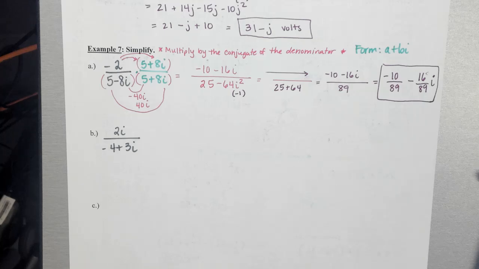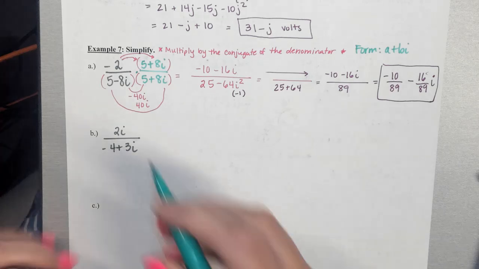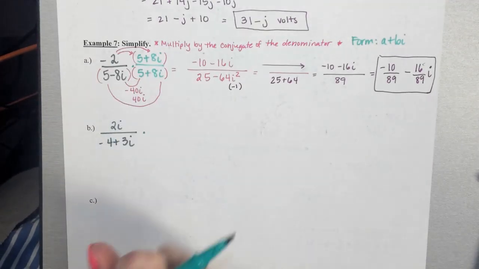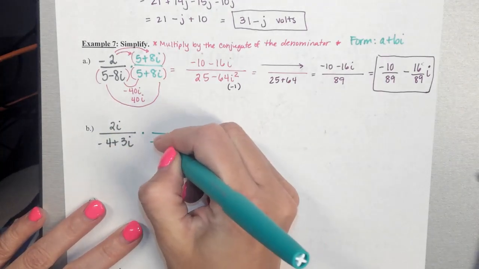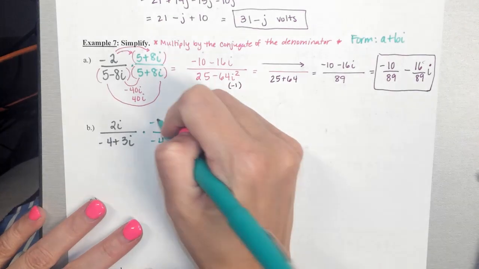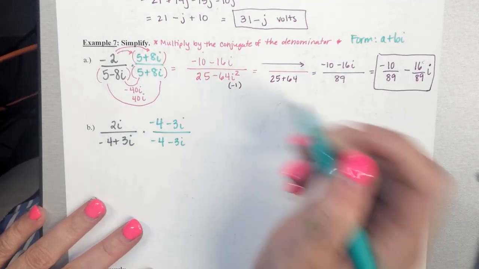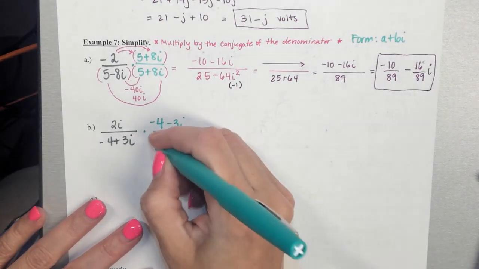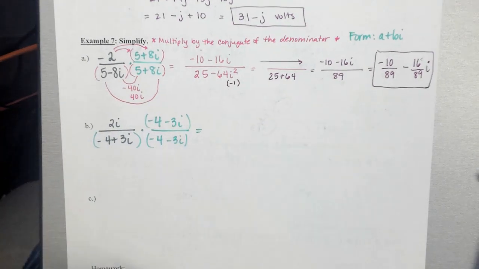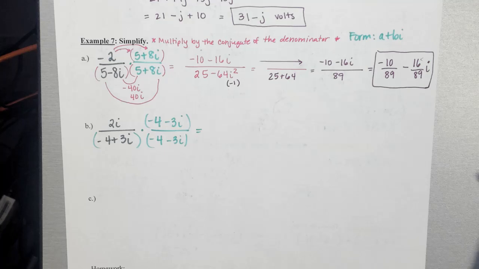So the only sign that changes is going to be the one in the middle. Just like here it was 5 and we multiplied by 5, if this is a negative 4, we're still going to start with a negative 4, but then it will be minus 3i. Then we're going to FOIL, we're going to distribute. I want you to take a minute to do that.